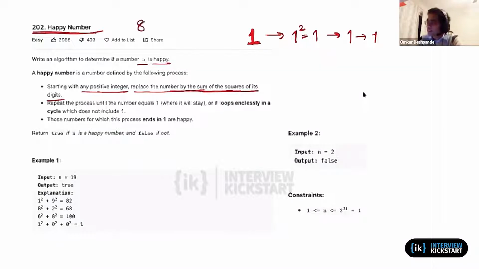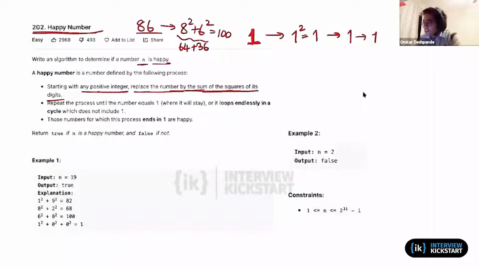Okay, let's take 86 for example. Suppose I start from the number 86. If n is 86, the next number generated is going to be 8 squared plus 6 squared, which is 64 plus 36, which is 100.